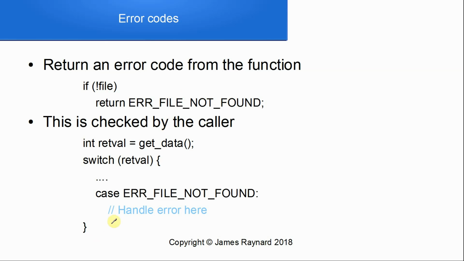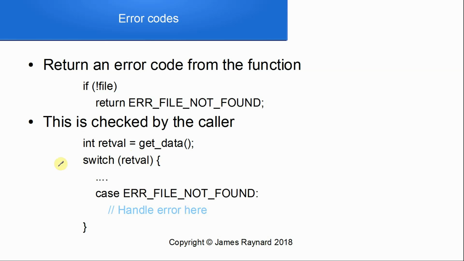If we imagine this is part of the code in the function that calls getData, it calls getData here, stores this return value, and then looks at the return value to find out which error occurred. Because there are quite a lot of errors, usually we don't use if-else statements, we use a switch, which is a better way of handling this. So we'll do a switch on the value of the return code, and somewhere deep in this switch statement there'll be a case for the file not found, and then there'll be some code which does something suitable for that particular error.